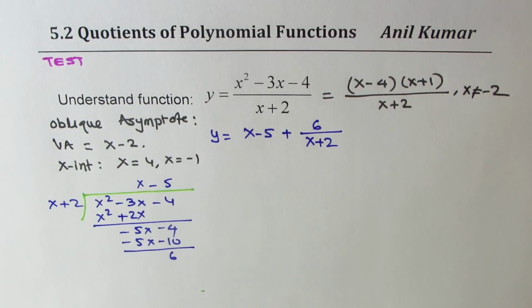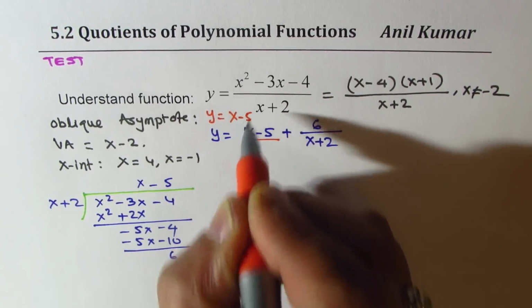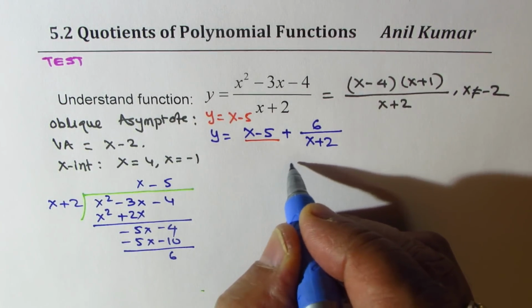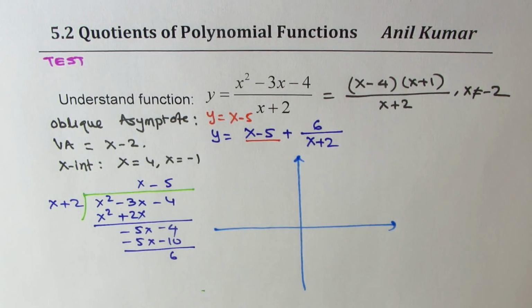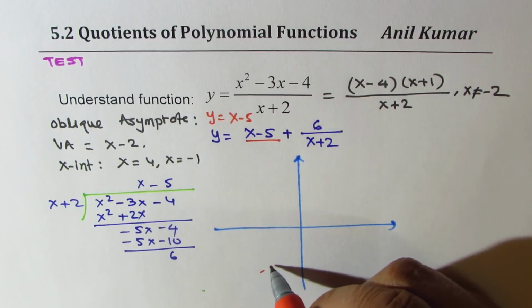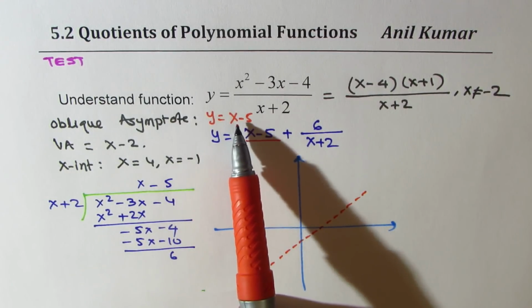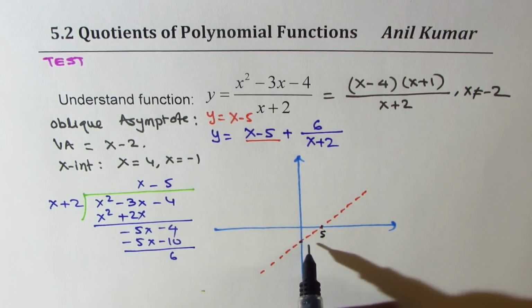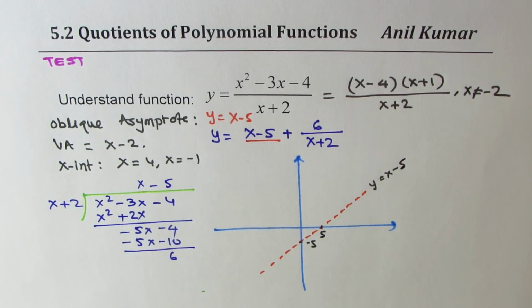And clearly, our oblique asymptote is this part: y equals x minus 5. Correct? So if I have to sketch, how will it look? Let me sketch it right here. We have the oblique asymptote, which is x minus 5. Let me just sketch it kind of like this. At x equals 5, y will be 0. That means this point here is 5, and this point here is minus 5. Correct? So this equation is y equals x minus 5. Clear?